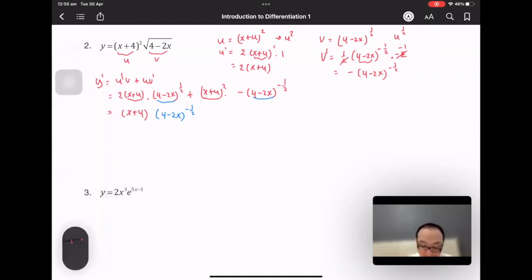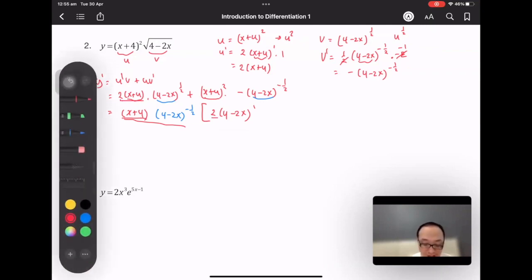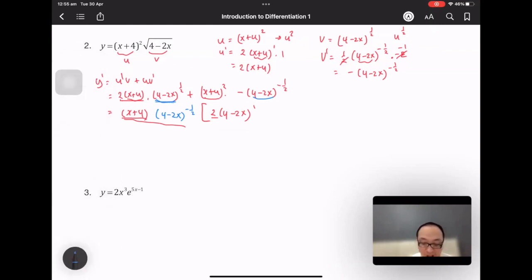And this remaining, from the first term, it remains 2 and 4 minus 2x to the power of 1. Yeah, because we already have this, so we divide. 2x plus 4 divided by x plus 4 is 2. And then 4 minus 2x to the power of half divided by 4 minus 2x to the power of negative half is equal to 4 minus 2x to the power of 1. So I rewrite here. It's 4 minus 2x to the power of 1.